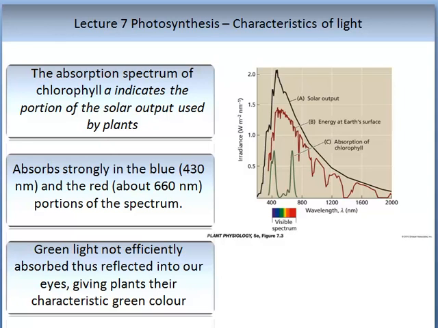So what does all this mean? Well, put simply, it means that chlorophyll A absorbs solar radiation in only small regions of the light spectrum. In the figure on the slide, you will see the solar output from the sun. You will see the amount of energy in red that hits the Earth's surface, and then finally in green you will see the amount of absorption by chlorophyll. Chlorophyll absorbs strongly in the blue and the red regions. Green light is not efficiently absorbed and thus reflected into our eyes, giving plants their characteristic green colour, although there is some debate about the colour.